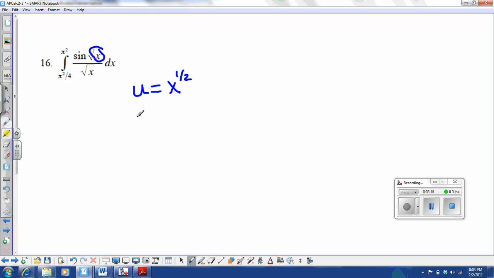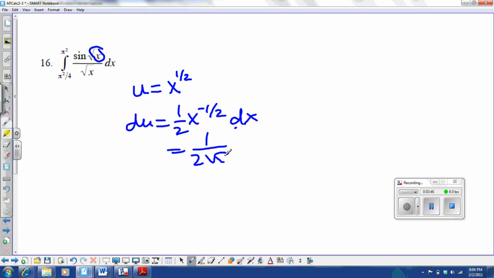What's the derivative of x to the 1/2 power? Right, it's 1/2 times x to the negative 1/2 power. You bring the exponent out in front, and you reduce the power by 1. Well, what does that really look like? If we rewrote that, it would be 1 over 2 times the square root of x. So now we've got du equals 1 over 2 times the square root of x dx.